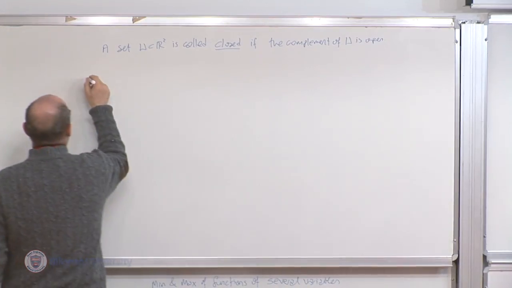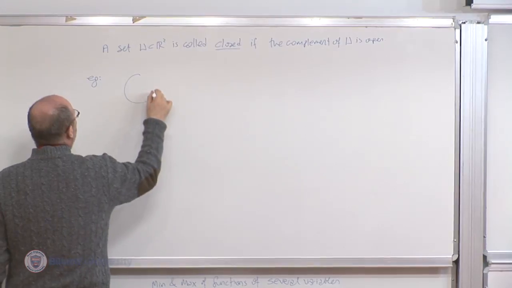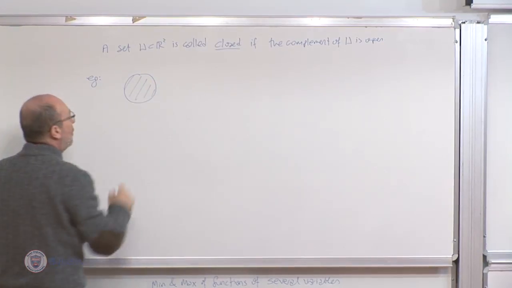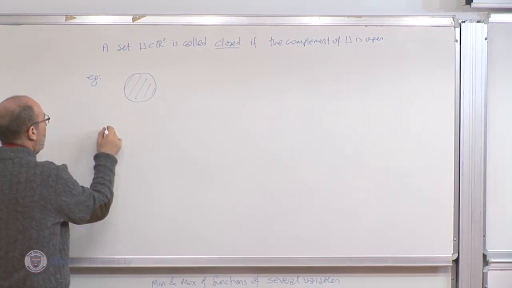So example. Okay, so take this. Okay, so this is a closed set.